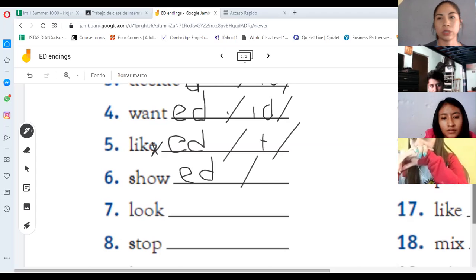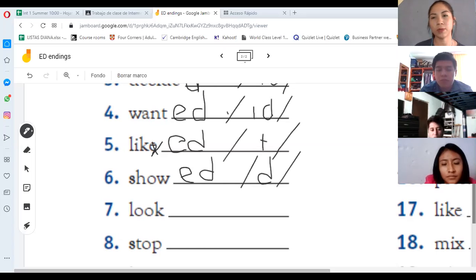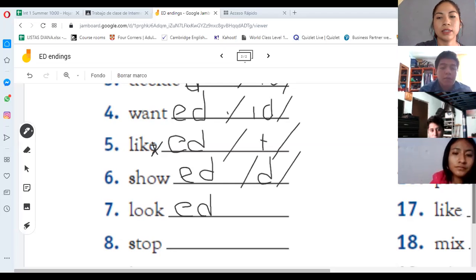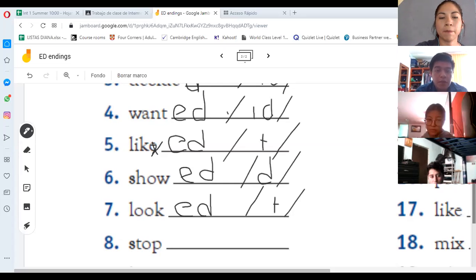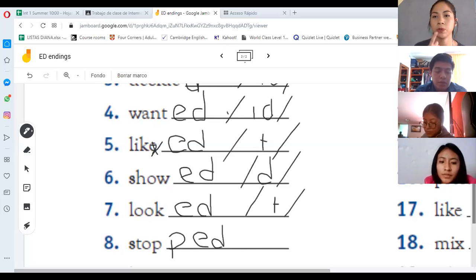Showed. T or D? D. Showed. Look. Voice or voiceless? Okay, va. T o D? T. Looked. Stopped. We double the P and we say stopped. La P sería T. No hay sonido.